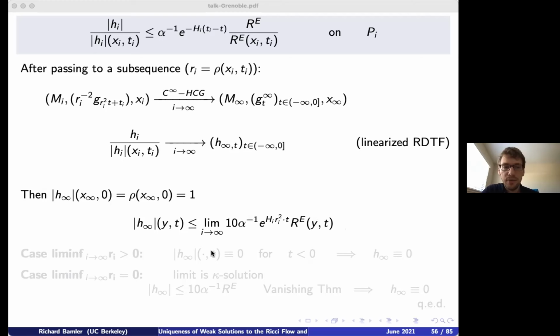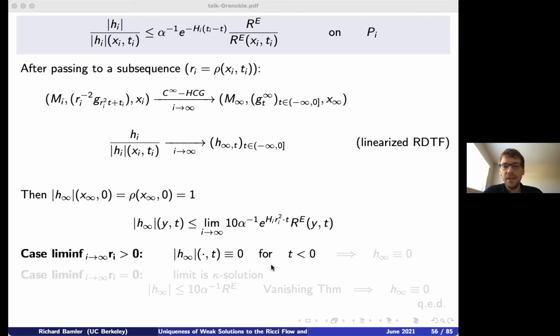And now there are two cases. So first of all, there's the case when the lim inf of r_i is positive, meaning that r_i did not converge to 0. Okay? So we basically took a limit at macroscopic scales. And in this case, r_i squared stays bounded away from 0, but h_i goes to infinity. Okay? So this term, at least for negative times, goes to 0. And so then this equation implies that h infinity has to be equal to 0 for negative times.